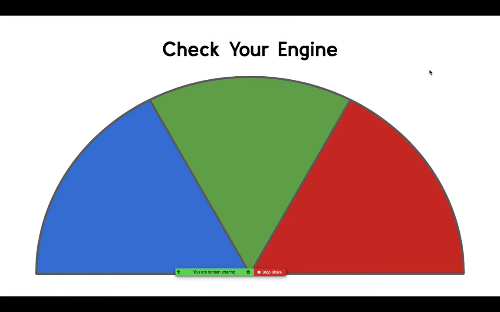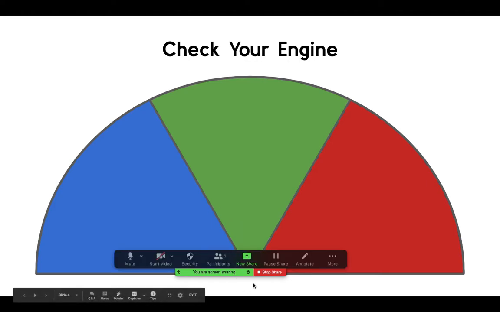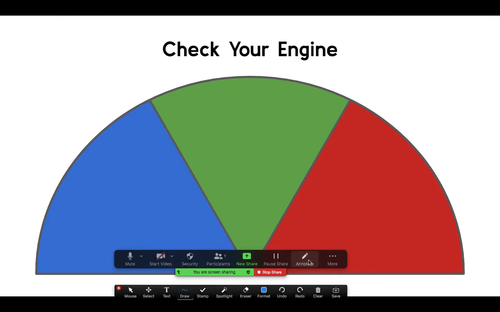If students are familiar with the TBRI check engine, or if you've already taken the time to teach it to them, they're going to be able to use this visual to check in with whatever area of the engine they feel that they're in at that moment. So the way that they're going to be able to do that is if I move my cursor down here, I'm going to get the annotate, or the toolbar that has an annotate feature on it. I'm going to click that, and then I have a couple of different options.